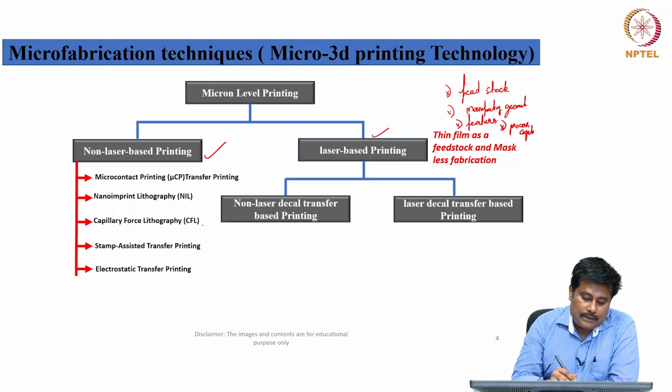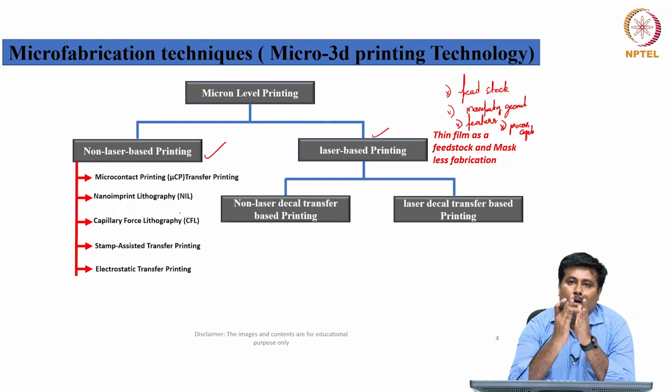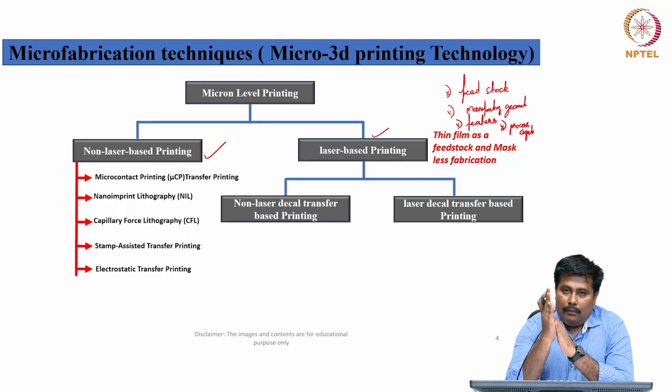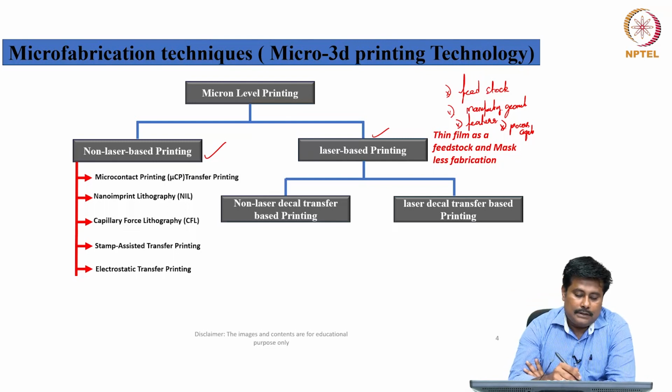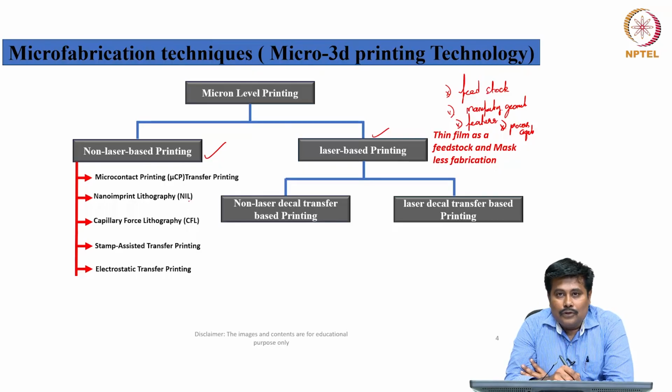Non-laser based printing can be classified into different categories. One is micro contact transfer printing, where we use two layers. In one layer there is a printed structure. Through compression, one set of features is transferred to the next layer. Next is nano imprint lithography.